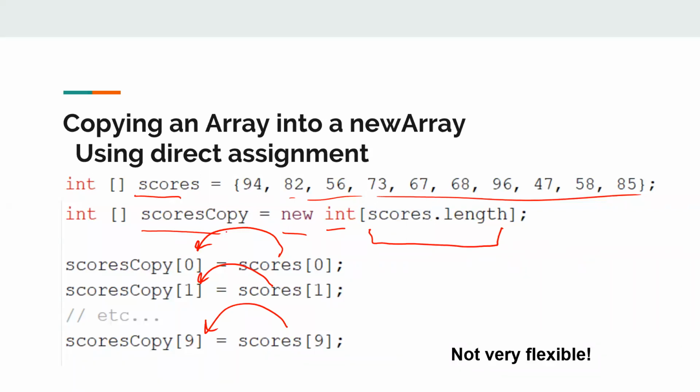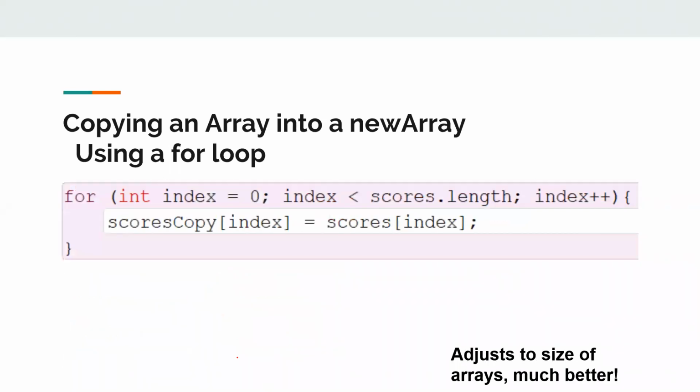If the size of the array changes, you have to add additional lines of code there, right? So what we do is we use a for loop, and we can just do something like this: scores copy of index equals scores of index, adjusted to the size of the array. Much better.